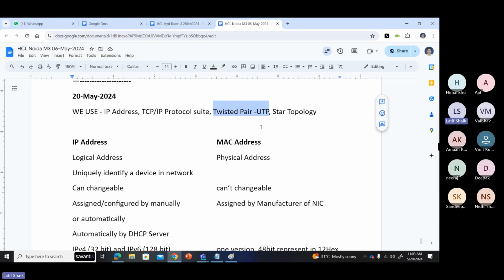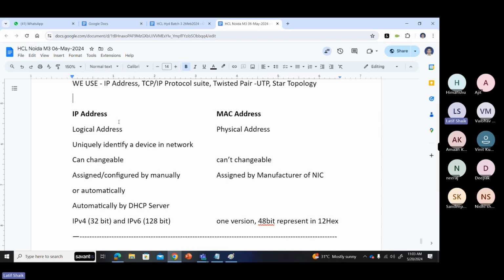UTP or STP cables we are using, mainly UTP, unshielded twisted pair cables. Star topology is our main physical topology. Of course, every NIC has a MAC address, and this MAC address is assigned by the manufacturer of that NIC. Only the NIC manufacturer gives it, and it cannot be changed. We can do some mapping or masking, but we cannot change the physical address on the NIC.